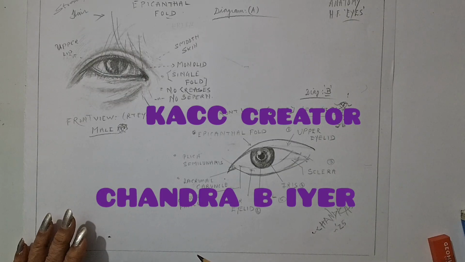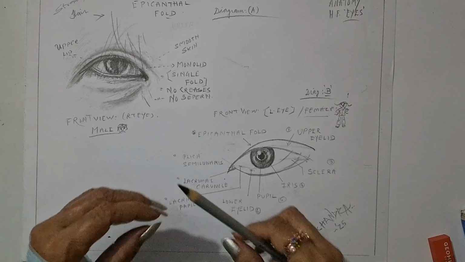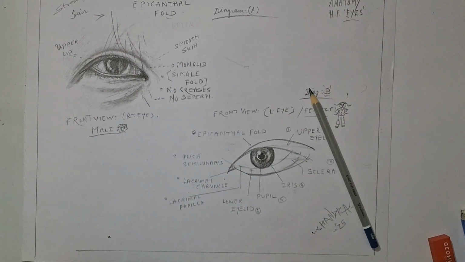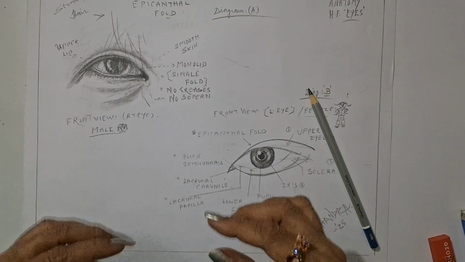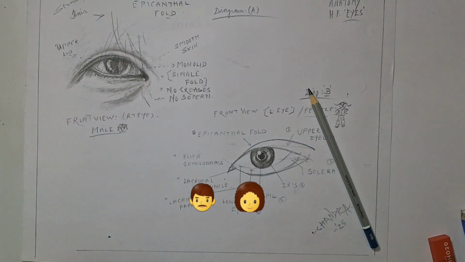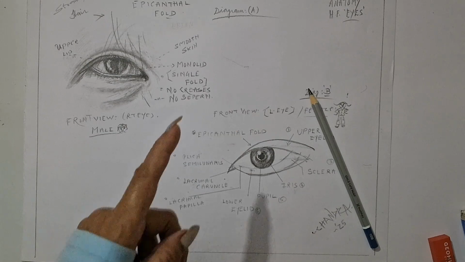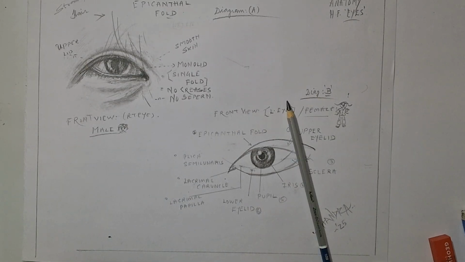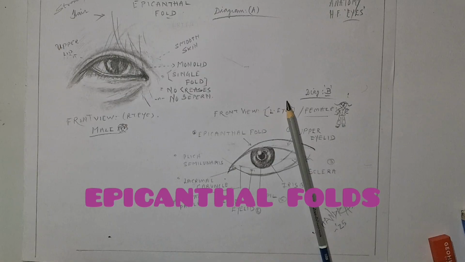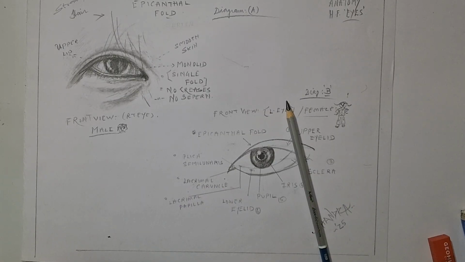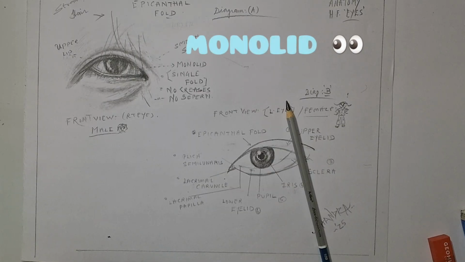Friends, so far we have seen how to draw full eyes with double folds. You must have come across people having cute and very small eyes. Why so? What causes the small size of their eyes? That's a good question. These small eyes are the result of epicanthal folds. Epicanthal folds are also known as epicanthus or monolid eyes.